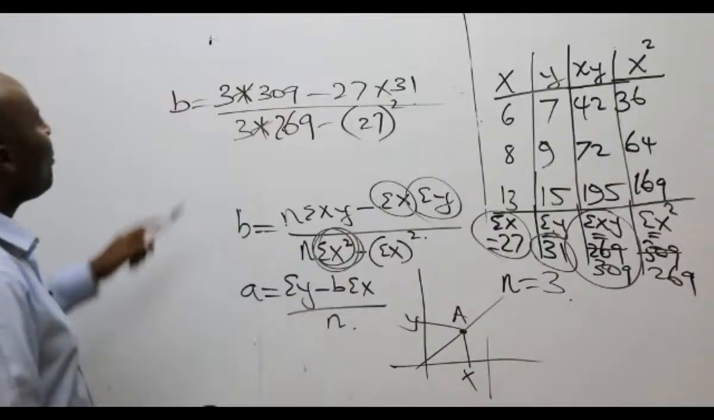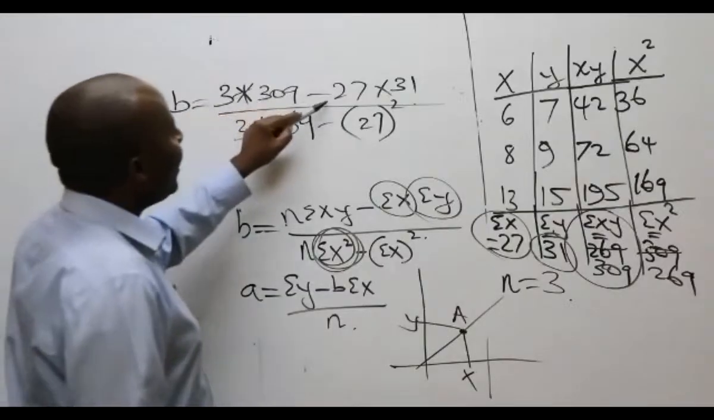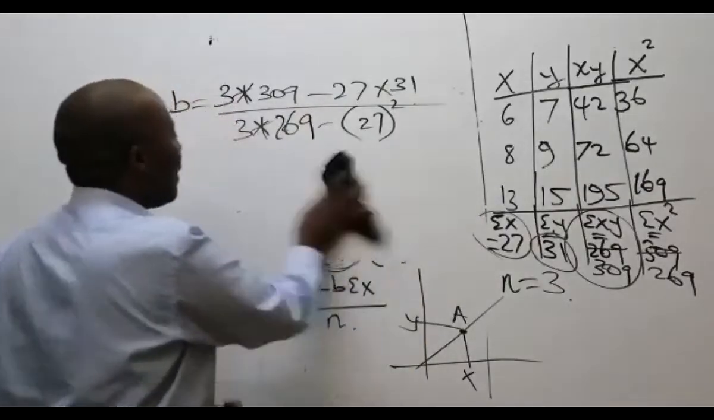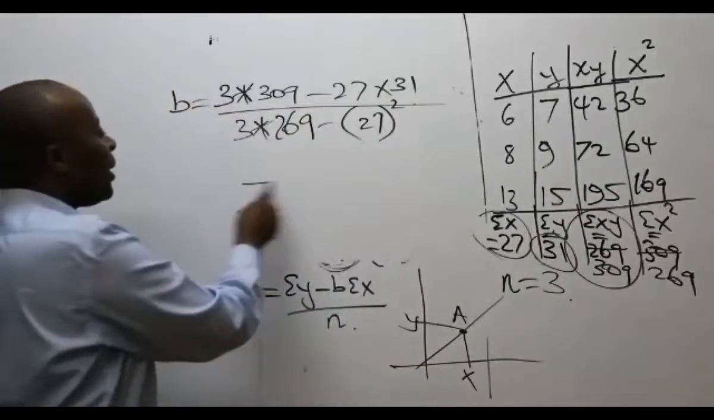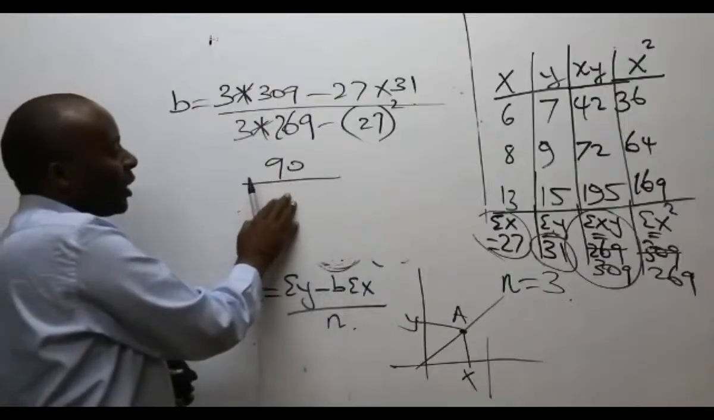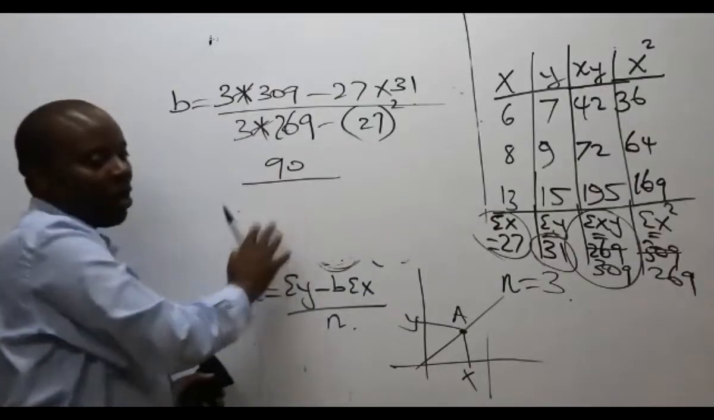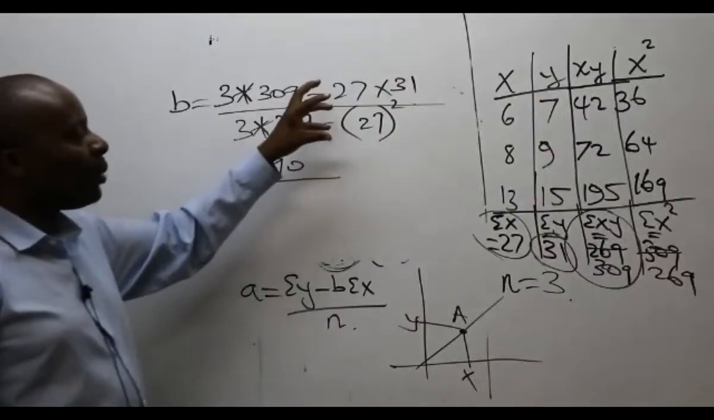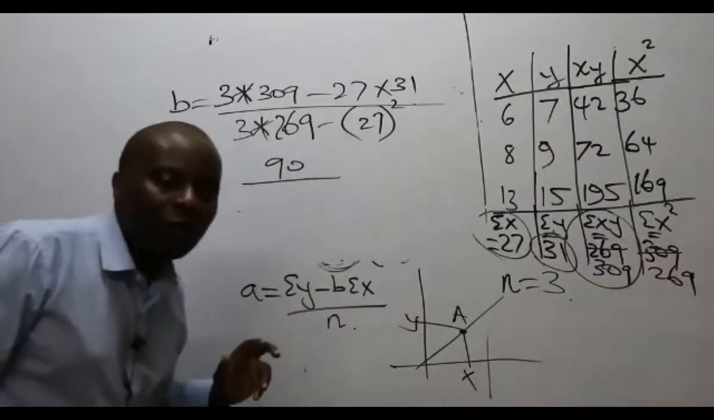James Areba has also said to take 3 times 309 minus 27 times 31. James says the numerator is 90. Can a different student give me the value of the denominator now? The denominator is 3 times 269 minus open brackets 27 squared.